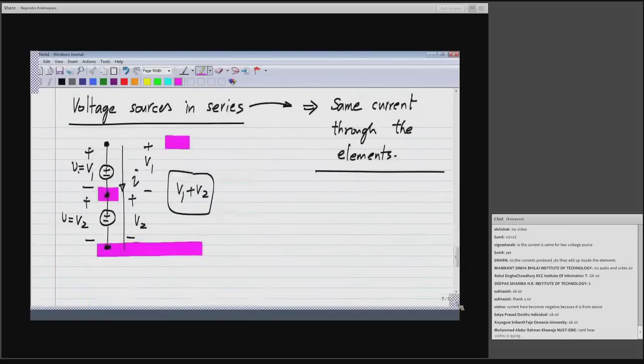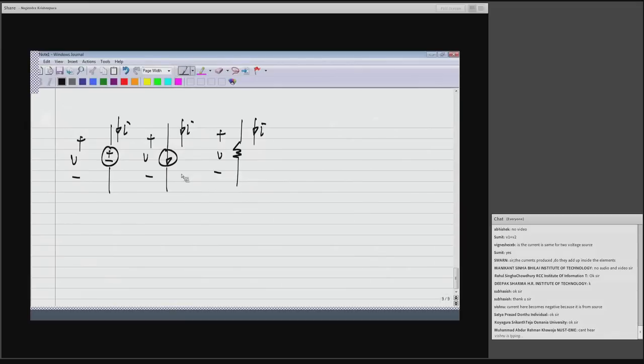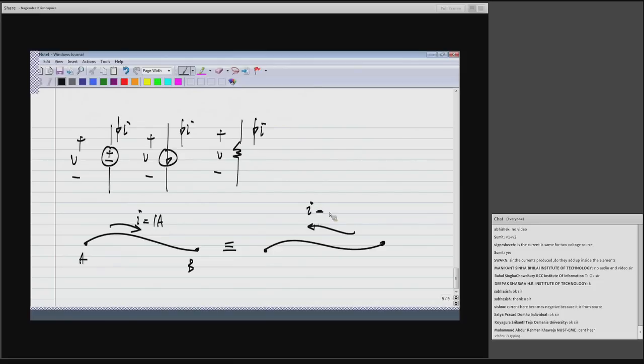Like I said in the very first class, I can show a wire with A to B, and I can mark I equals 1 ampere, and this is exactly the same as saying the current is flowing from B to A, which is minus 1 ampere, okay. Similarly, if I have two terminals, I can say this is 1 volt and that is minus 1 volt, okay. So these two are exactly the same. Okay, so I can say A is above B by 1 volt or B is above A by minus 1 volt. Okay.